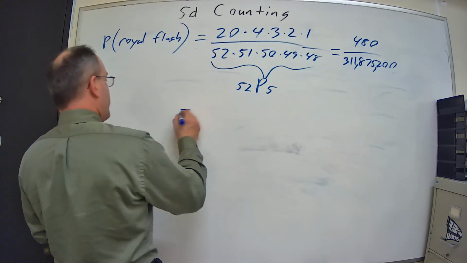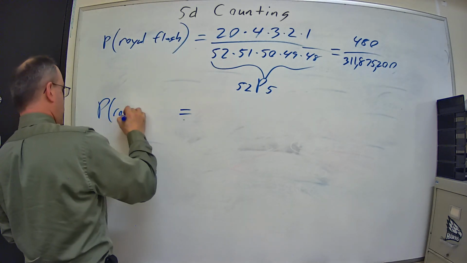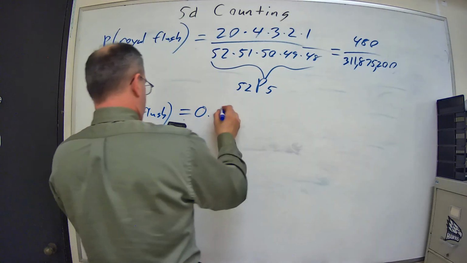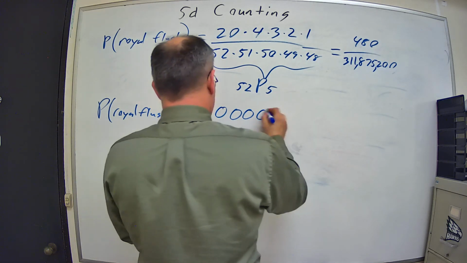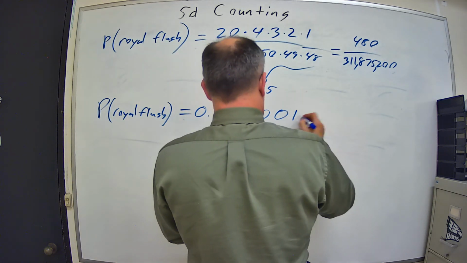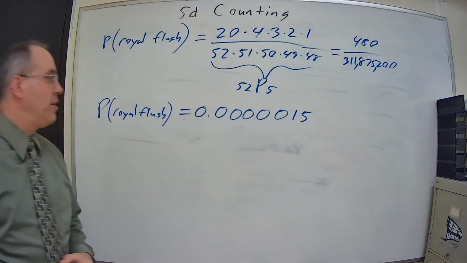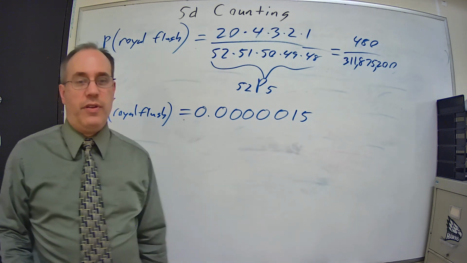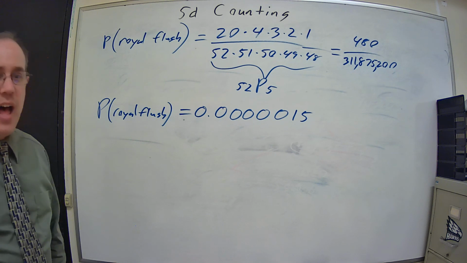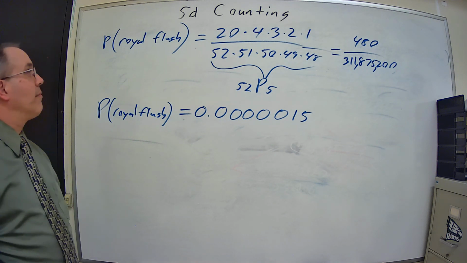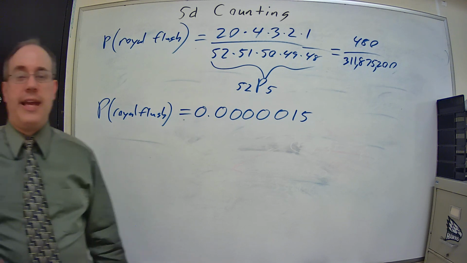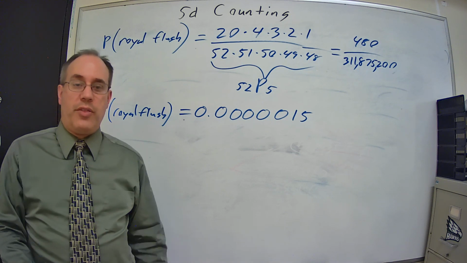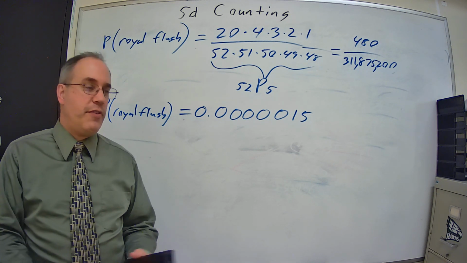And we get the probability of getting a royal flush is approximately 0.0000015. That's not very likely. Okay? But that's it. So that's using the fundamental counting principle, permutations, combinations, whichever, to come up with a probability. And that finishes up counting.